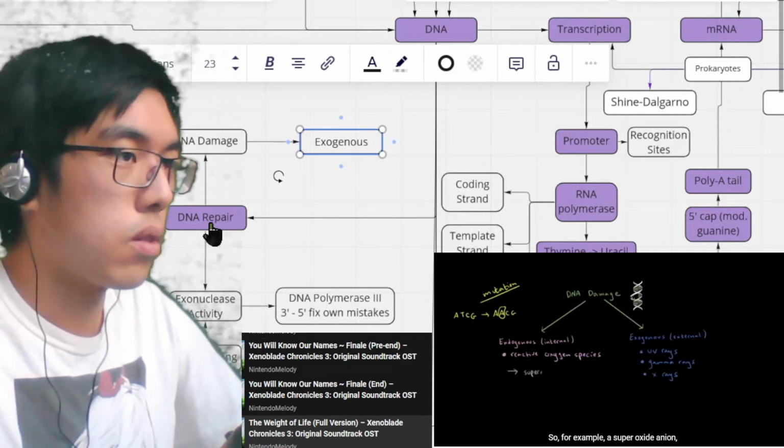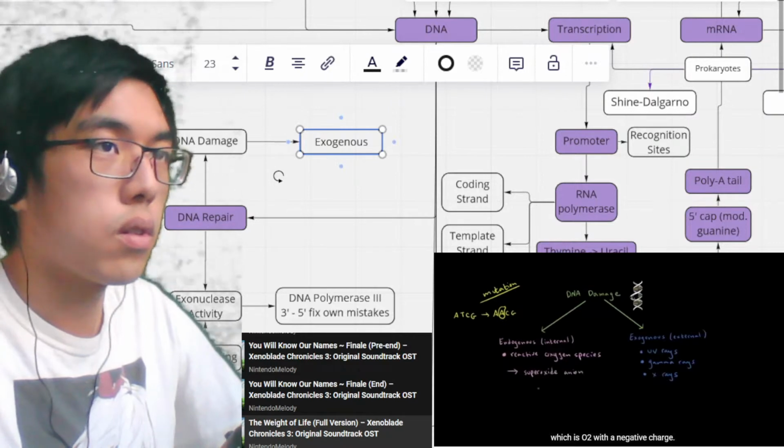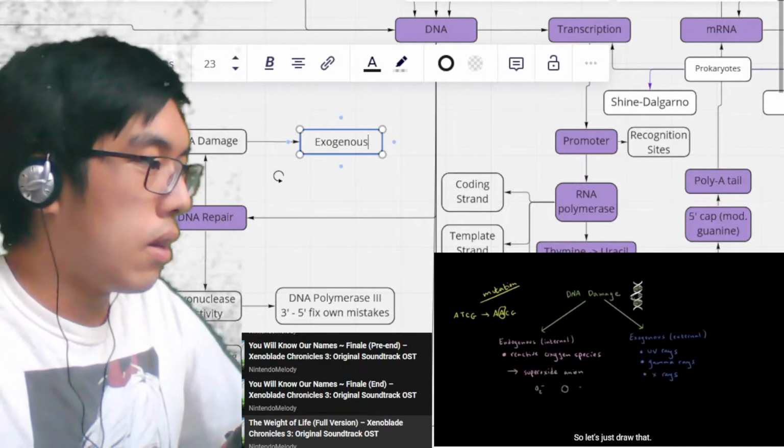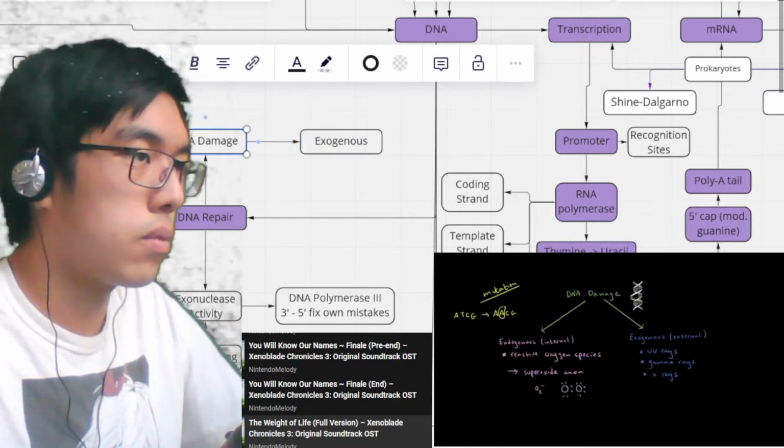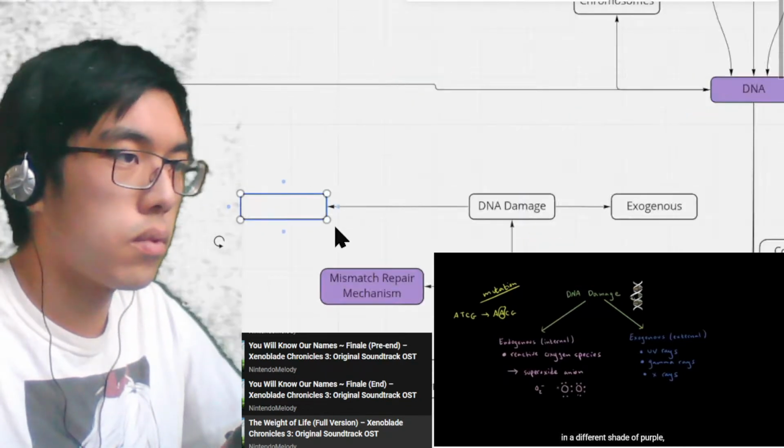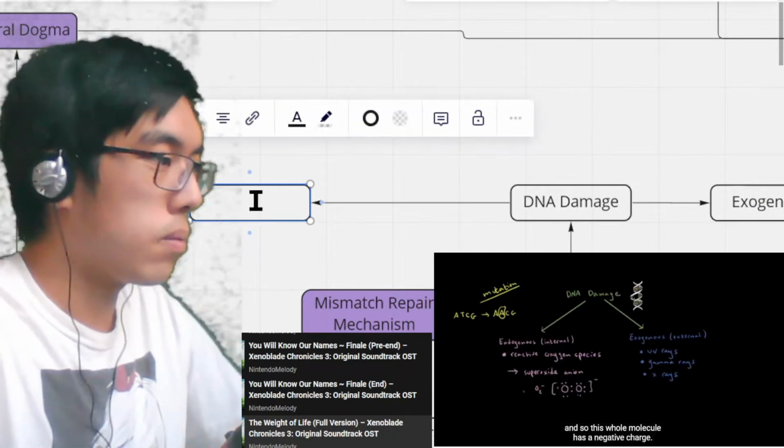So for example, a superoxide anion, which is O2 with a negative charge. So let's just draw that. It's two oxygen atoms that are bound together, but there is one extra electron. And I'm actually going to draw the extra electron in a different shade, of purple. And so this whole molecule has a negative charge. So that's a reactive oxygen species.